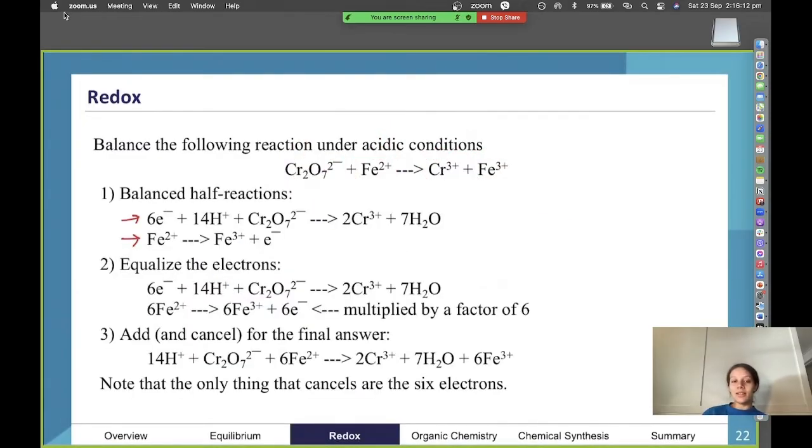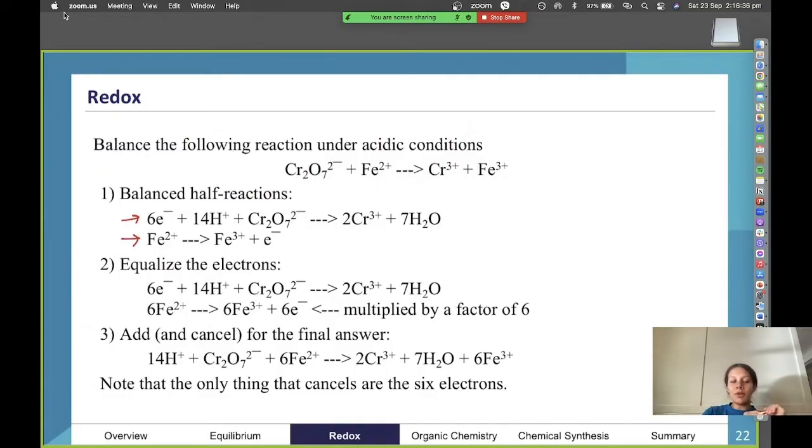Okay, so once we've balanced the half reactions, we need to combine them back again. That was honestly probably the bulk of the work for acidic condition balancing. So then we equalize electrons. That means we have to multiply one of these half reactions by some kind of coefficient, because we need to be able to cancel out the electrons so then we can get a complete equation.